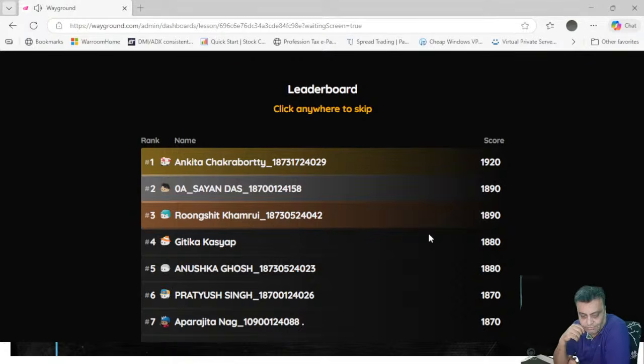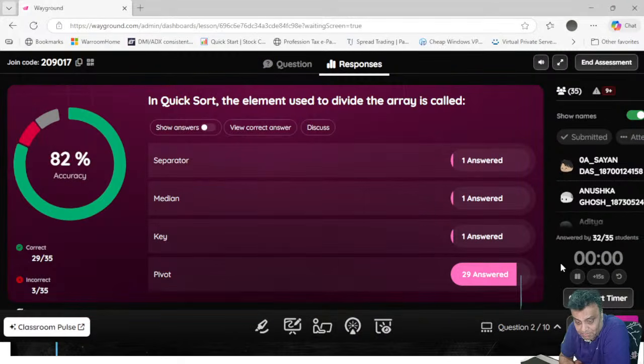Okay, Ankita, good. You are displacing Shayon. I don't know, Shayan has some magic, but you are getting a super magic, I guess. Good. But then why did 3 people get it wrong?